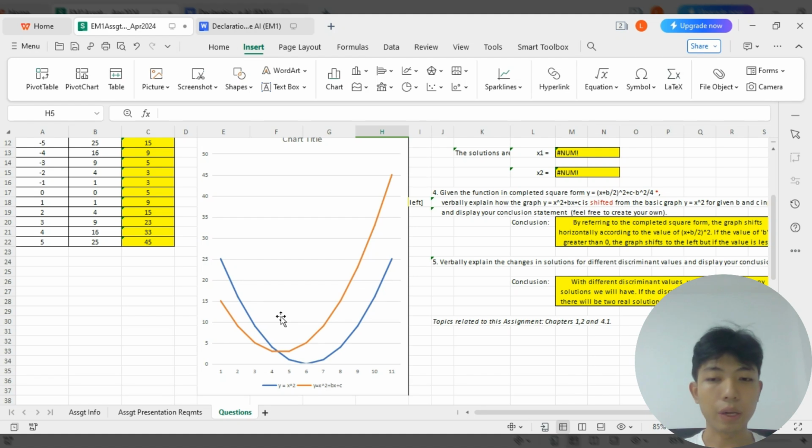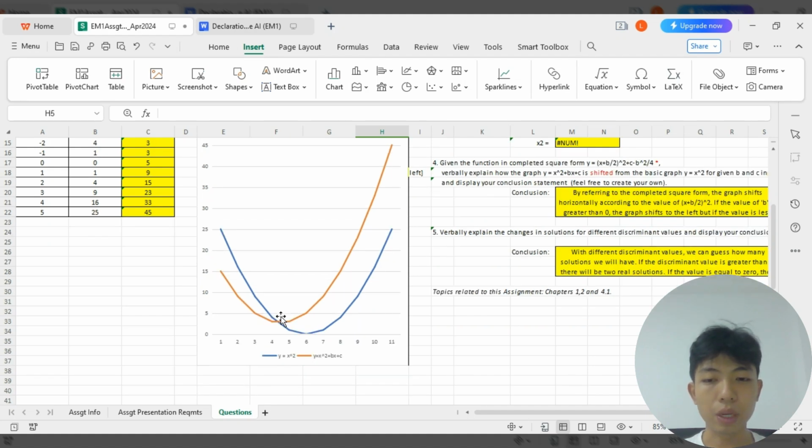So let's take a look at the graph. Here the blue graph is the basic graph y equal to x squared, and the red graph is the graph of the equation y equal to x squared plus bx plus c, which is shifted from the basic graph y equal to x squared.